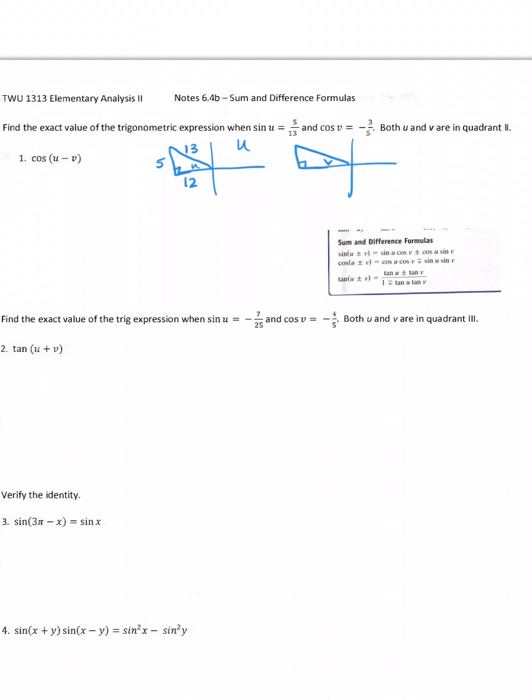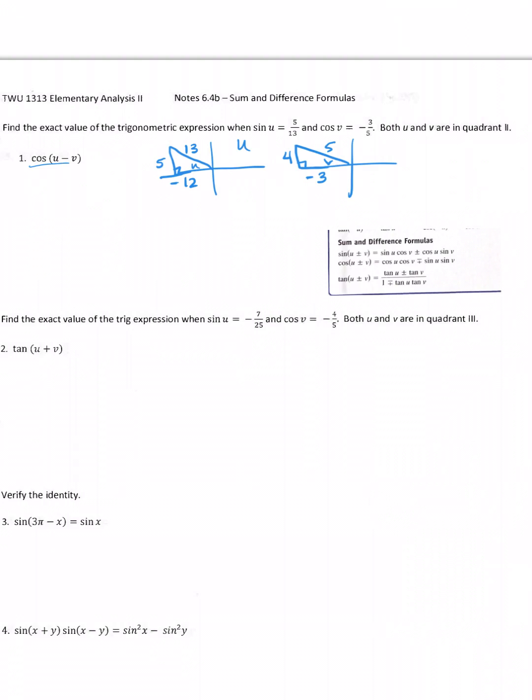For angle V, it says the cosine is 3 over 5, negative, so it's negative x values, so I need to put my negative over here as well. And then that tells me, if I do Pythagorean theorem, that this is 4, y's are positive, so we're good to go. Now knowing that, I know what u is, and I know what v is. So I'm going to be finding the cosine of the difference of u and v.